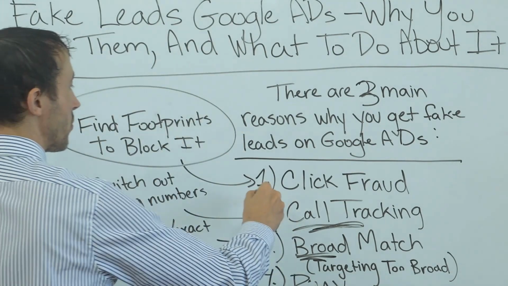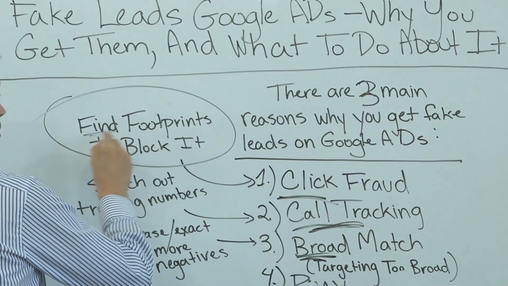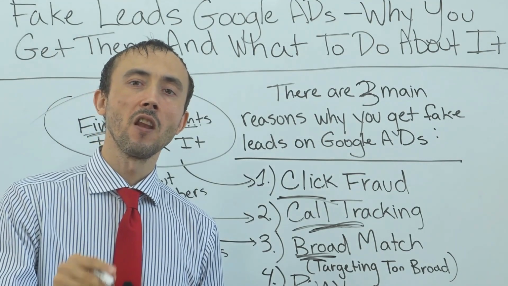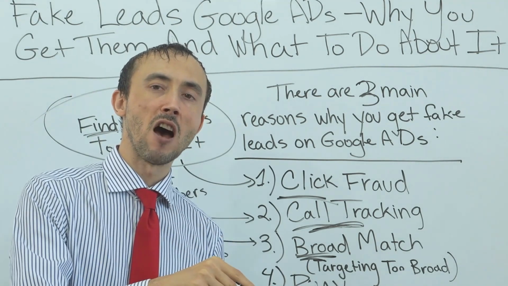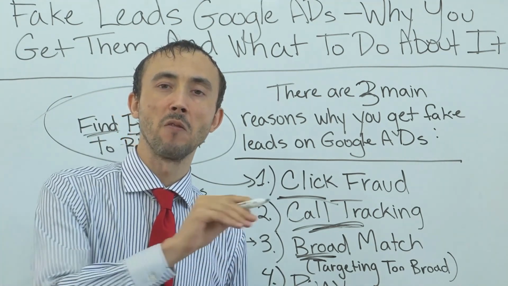To fix the click fraud, by the way, what you need to do is find the footprints in the traffic stream that you have that are different than other people that are in the traffic stream that you have to isolate, and then filter it out of your traffic stream.